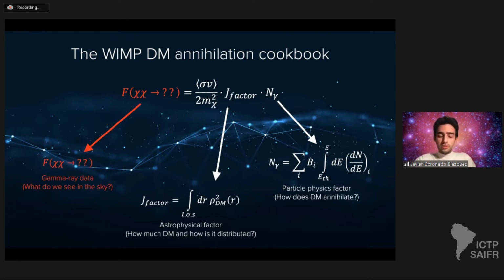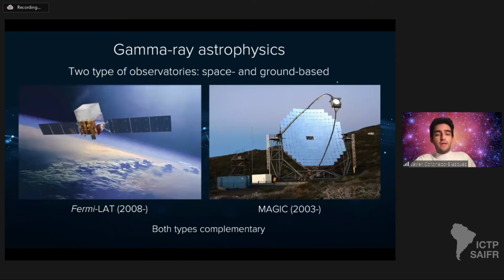So we'll talk briefly about the first one, gamma ray astrophysics. Currently, we have two types of observatories to observe this radiation. We have space and ground-based. An example of a ground-based telescope would be MAGIC, for example. We also will have, of course, the CTA, the Cherenkov Telescope Array, which is currently in construction. And both types, space and ground-based, are nicely complementary. And we will focus on the space-based Fermilab.